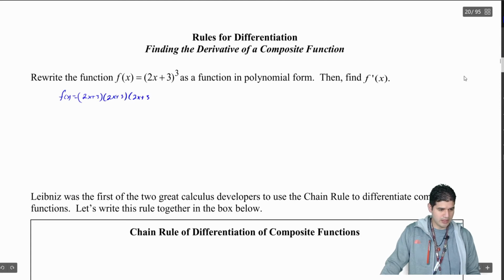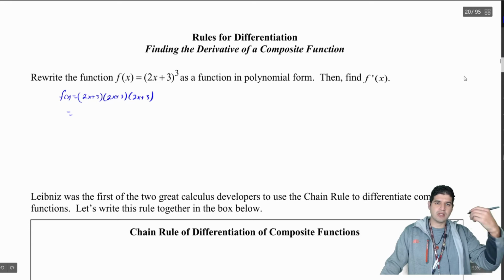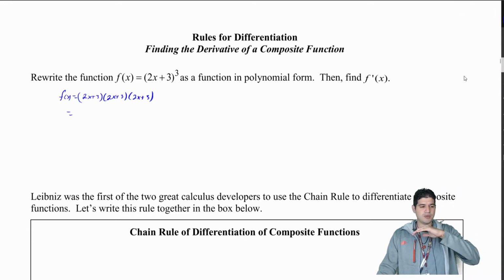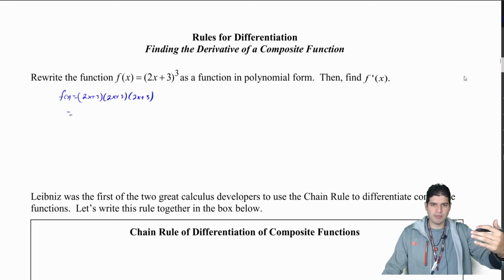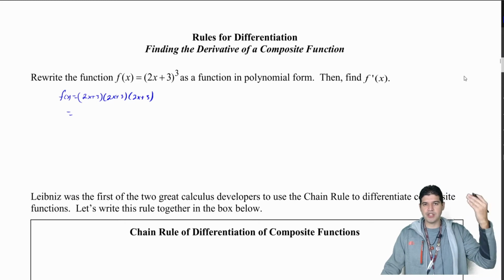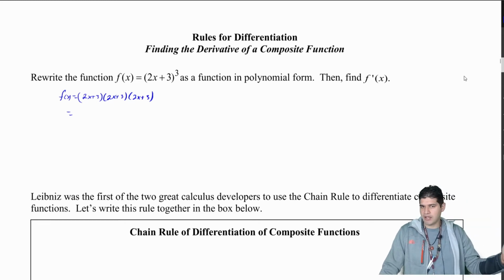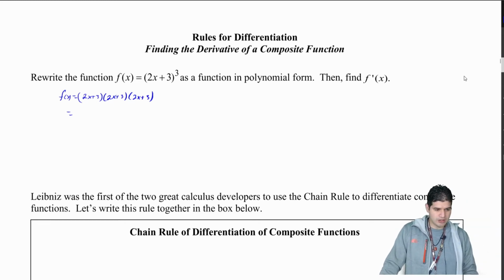2x plus 3. Now I'm going to start distributing here. And the reason I'm doing this is because I'm going to write it in polynomial form, then I'm going to take that derivative just using the power rule on every term. Alright, so it looks like I get 4x squared plus 12x plus 9. And I'm still multiplying that by 2x plus 3.